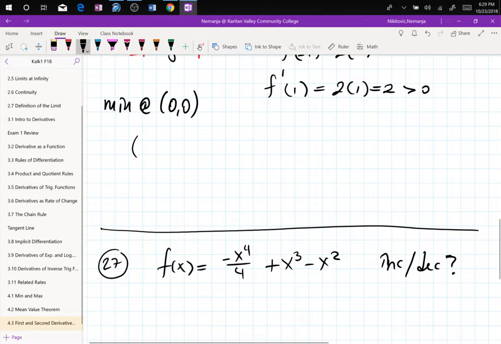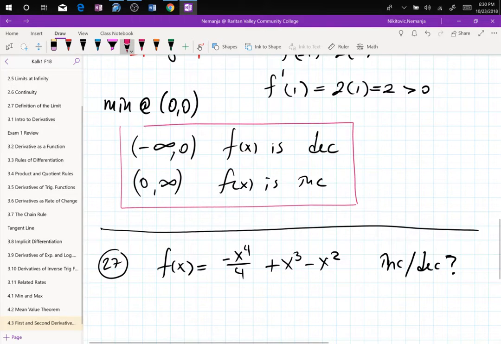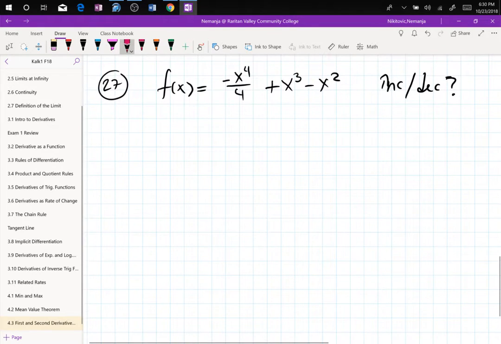I forgot to say that from negative infinity to 0, f of x is decreasing. From 0 to positive infinity, f of x is increasing. And that's your actual answer, minimum or no minimum included. That's that. So now we're focusing on a new problem. The first order of business is to find the derivative, because you want to set it equal to 0 to find all the critical points.